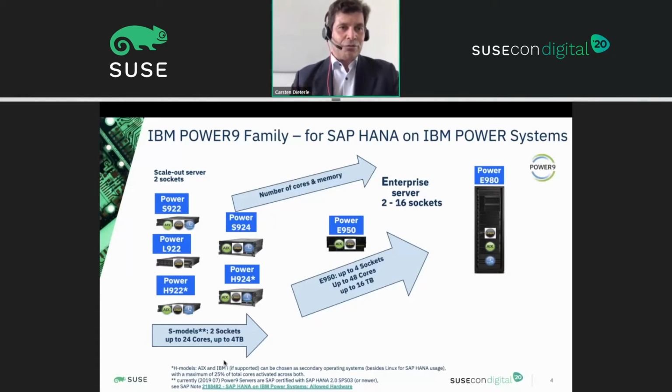You see on the left side that we have scale-out servers, which are 2-socket servers with at most 24 cores and up to 4 terabytes. Then you see an enterprise server which has 4 sockets and 16 terabytes. On the right side, you see our scaling enterprise machine, the E980, which has at best 192 cores, 16 sockets with 64 terabytes. So a very highly scalable machine where you can install a lot of HANA instances.